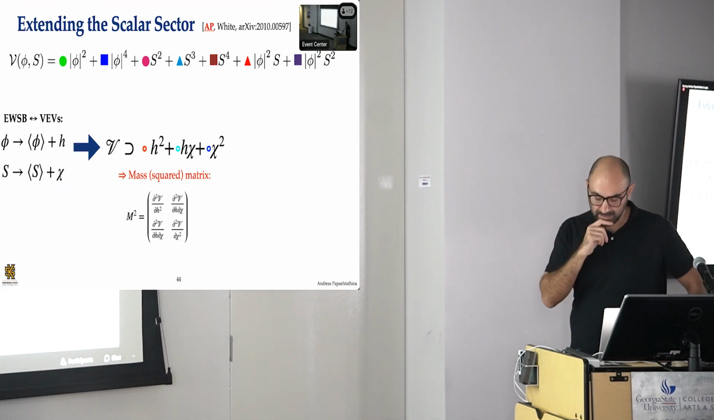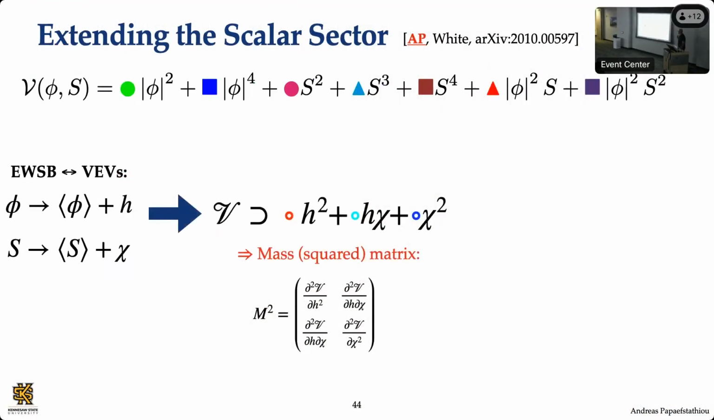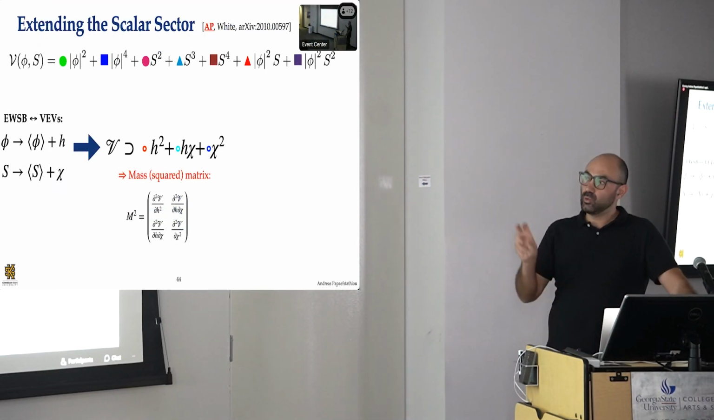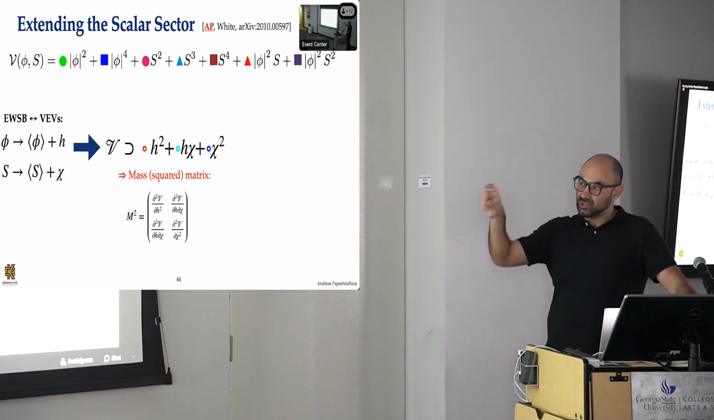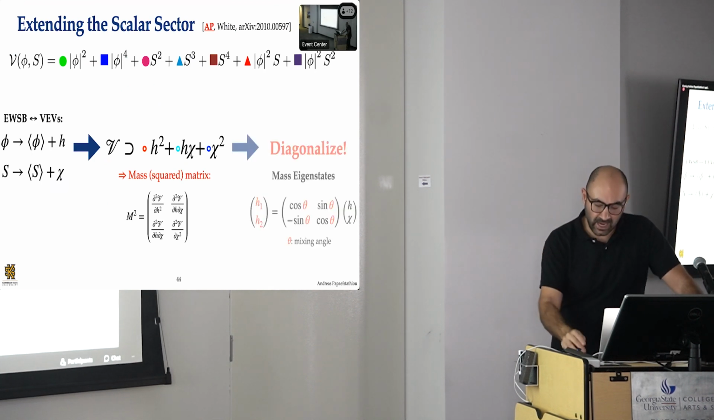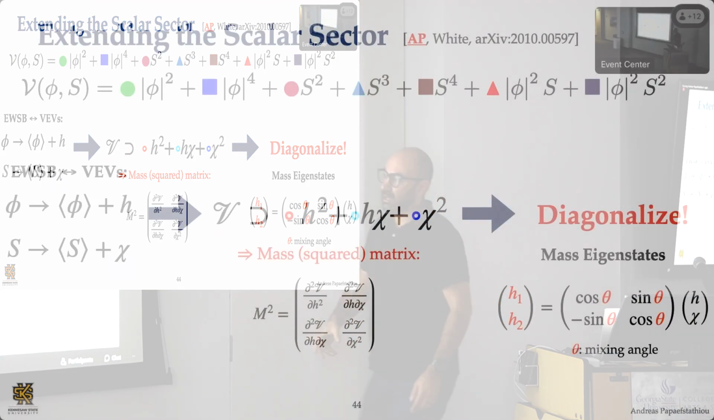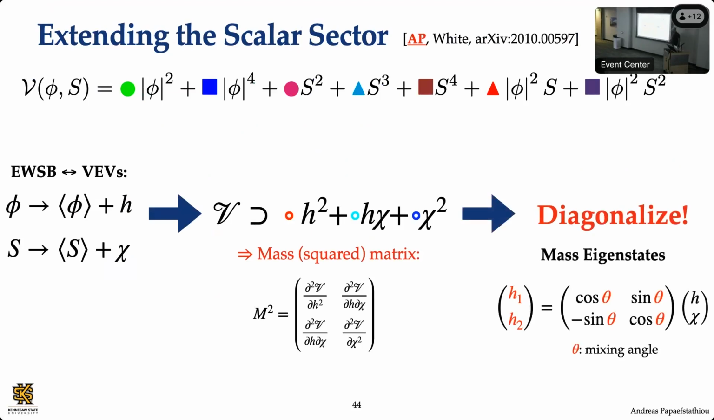So, I've seen this in solid state physics, for example, before. The second derivative of this potential with respect to h or chi will not be diagonal, right? Because there's that h chi term. So if you want to ask the question, what are the masses of these new particles, you will have to diagonalize this mass matrix, which is basically doing a rotation over the space between the h and chi.